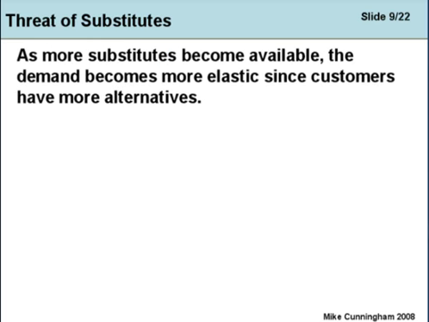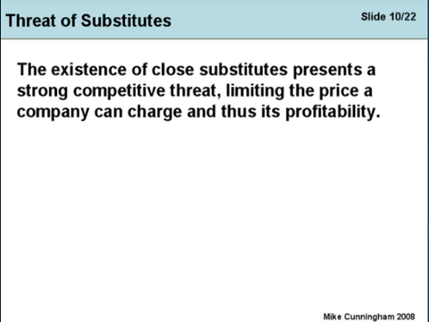So as substitutes become more available, the demand becomes more elastic, since customers have more alternatives. Now, the term more elastic here applies to elasticity of demand, and there's a separate session on elasticity of demand that you should consult if you're confused about that particular point. The existence of close substitutes represents a strong competitive threat, limiting the price a company can charge and thus its profitability. So the closer the substitutes, the stronger the competition.